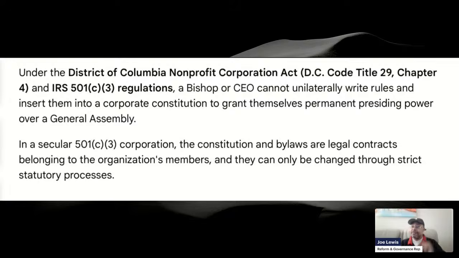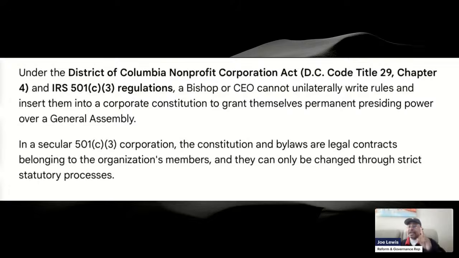Under the District of Columbia Nonprofit Corporation Act, DC Code Title 29, Chapter 4, and IRS 501c3 regulations, a bishop, or CEO, an employee employed by the nonprofit organization, cannot unilaterally write rules and insert them into a corporate constitution to grant themselves permanent presiding power over a General Assembly.